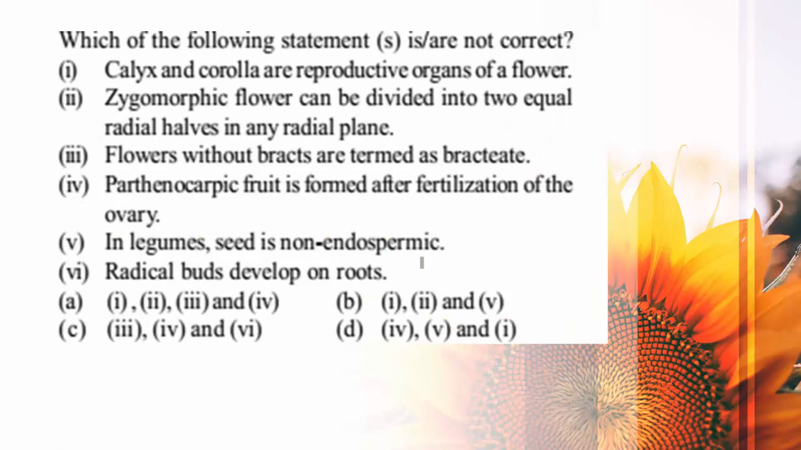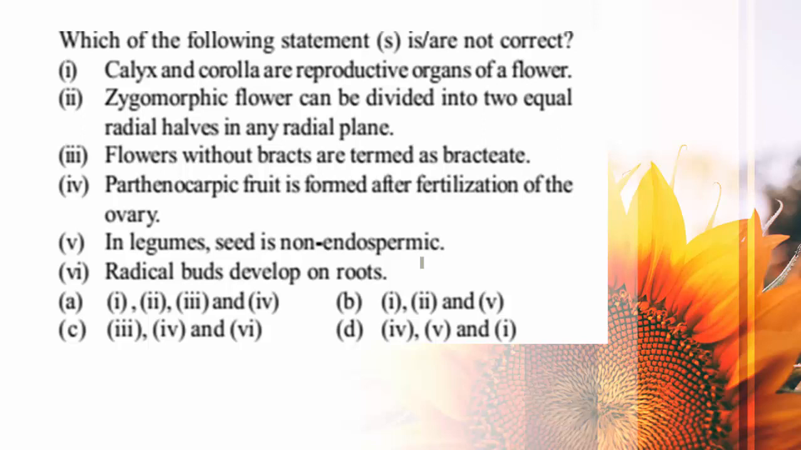So which is the right answer for this one? A is the right option: alternate, opposite and whorled phyllotaxy. So the last question of the discussion. Which of the following statements is or are not correct? Calyx and corolla are reproductive organs of a flower. Zygomorphic flower can be divided into two equal radial halves in any radial plane. Flowers without bracts are termed as bracteate. Parthenocarpic fruit is formed after fertilization of the ovary. In legumes, seed is non-endospermic. Radical buds develop on the root.